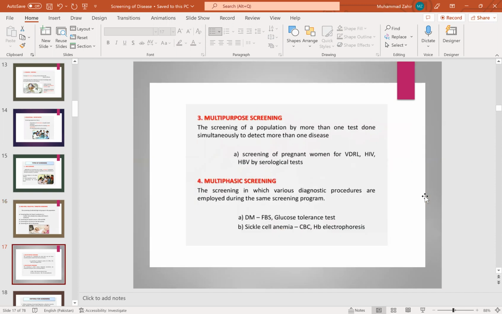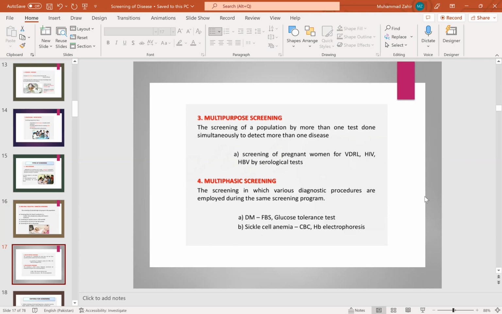Then comes multi-purpose screening, the screening of a population by more than one test done simultaneously to detect more than one disease. For example, screening of a pregnant woman for venereal diseases, HIV or hepatitis B by serological tests. Fourth is multiphasic screening, the screening in which various diagnostic procedures are employed during the same screening program. Like in case of diabetes mellitus, fasting blood glucose level and glucose tolerance test is done.